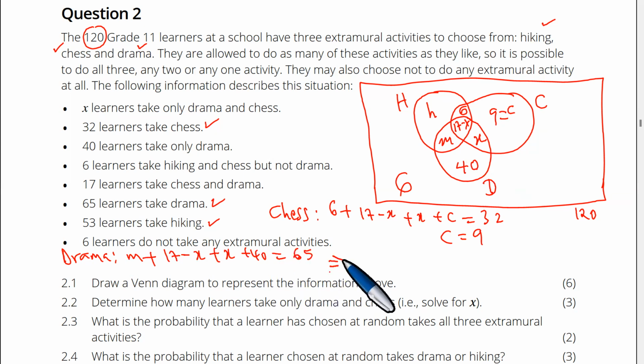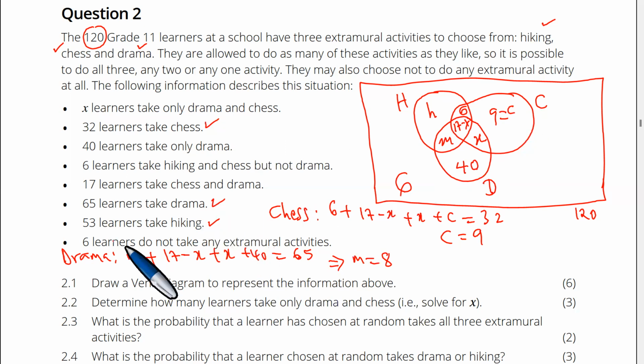Now the implication therefore is, if you add all these, minus X plus X is a big 0. And then we have 40 plus 17, which is 57. So now you have the difference, which is M equals 8, because it's 65 minus 57, which is 8. So it means therefore M here is 8. Now we have exhausted the chess, we've exhausted the drama.